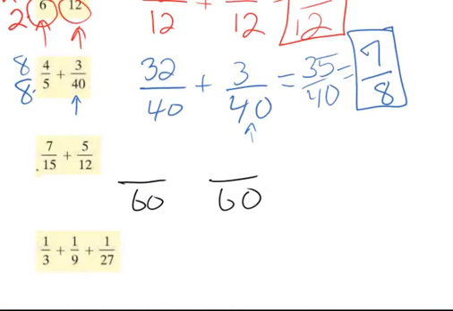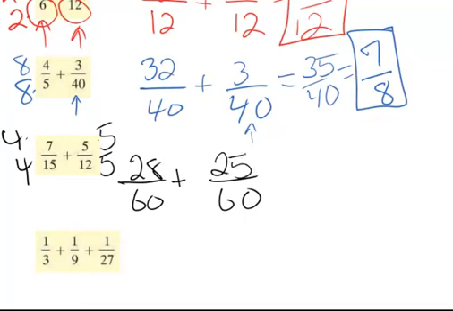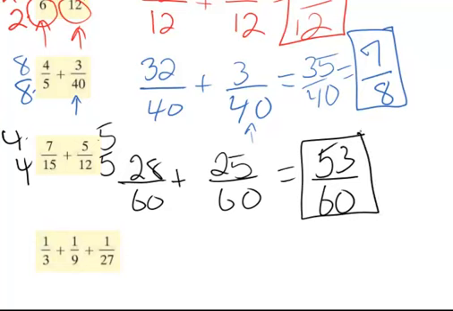Okay, so we multiplied this one here by 4, so we're going to do that one by 4. Multiplied this one here by 5, so we're going to do that one by 5. So 4 times 7 is 28. 5 times 5 is 25. So my bottom number is 60. 28 plus 25 should give me something like 53. And I'm done.